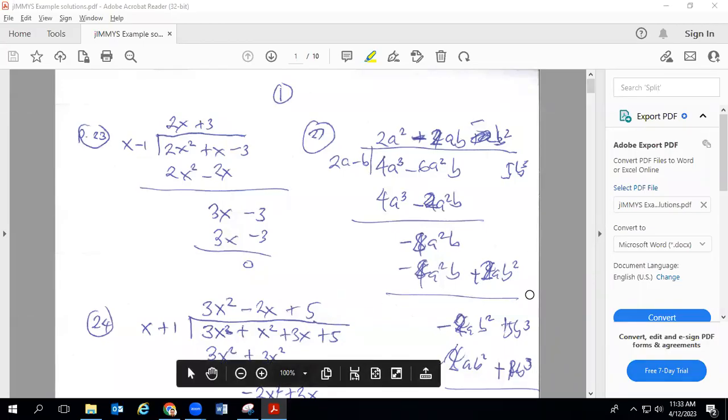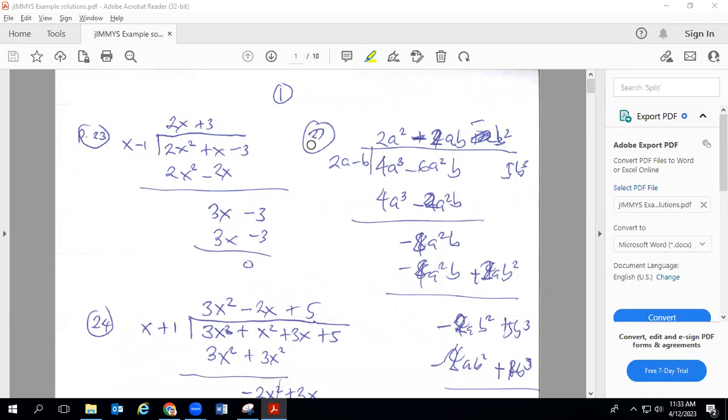Good afternoon. This video is all about long division and partial fractions. For example, you have here long division: 2x squared plus x minus 3 divided by x minus 1. First, take the first term and divide by x, and you have 2x. 2x times x is 2x squared. 2x times negative 1 gives negative 2x.